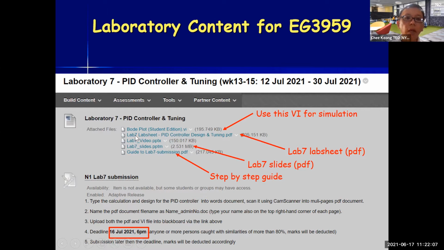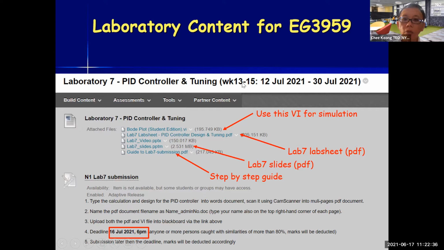Now, of course, for every lab, there's a lab sheet. So the Lab7 lab sheet is appended here. And the slides which is what I'm showing you now, is also appended to you. And also we have a step-by-step guide on how to do Lab7, which is given here, with all the equations and mathematics. Now, of course, this Lab7 submission is on 16th of July 2021, 6 p.m.